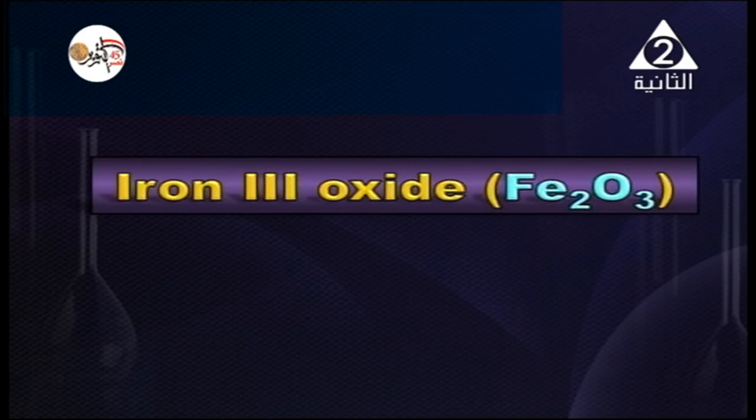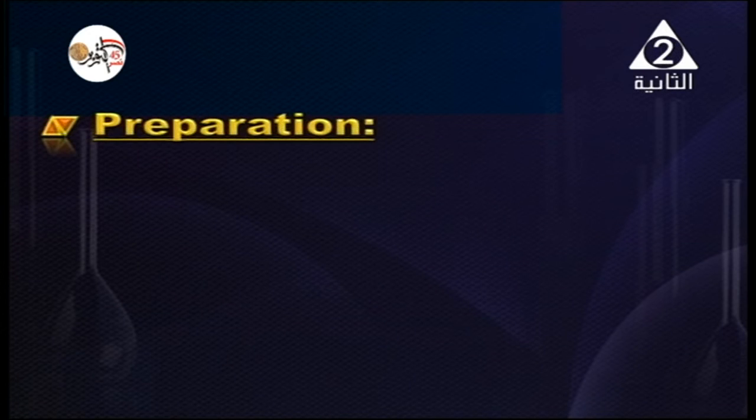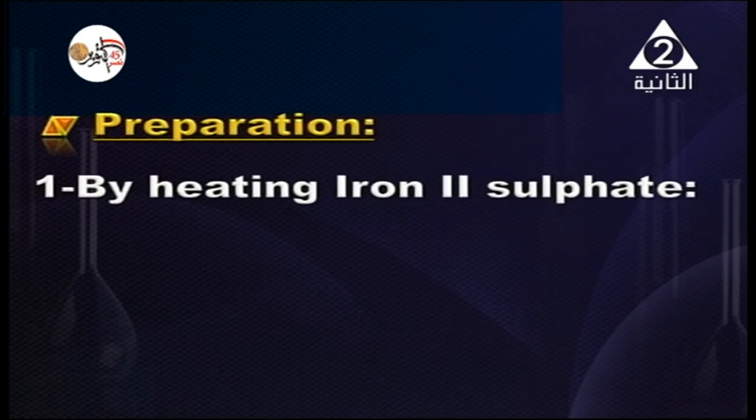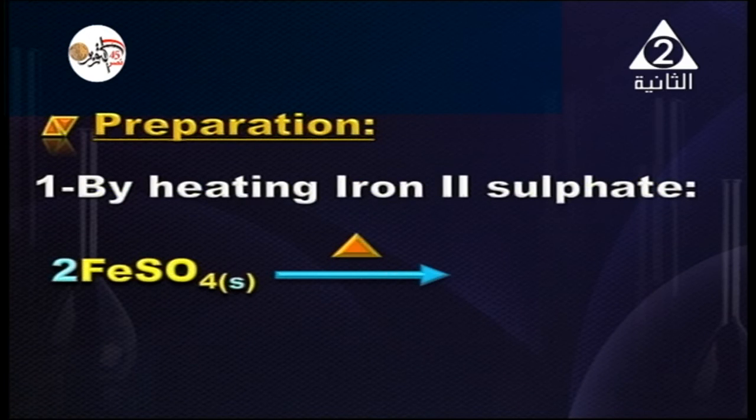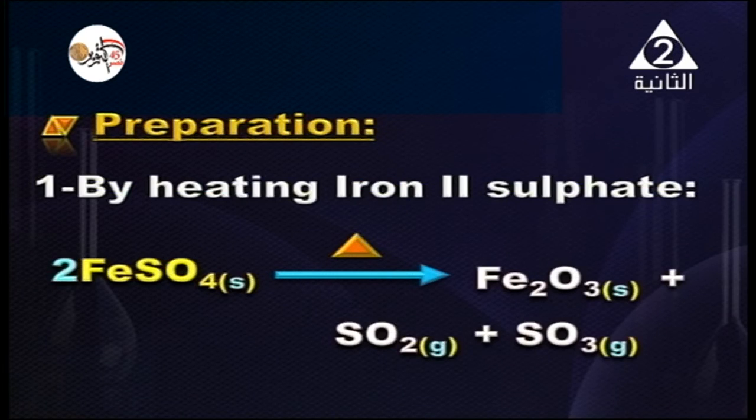Now we are going to discuss the second type of oxides, which is iron 3 oxide, Fe2O3. The preparation of iron 3 oxide is by heating iron 2 sulfate. As the equation proceeds on the screen, on heating iron 2 sulfate, FeSO4, it gives iron 3 oxide and sulfur dioxide gas and sulfur trioxide gas.